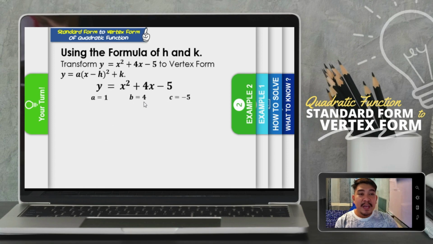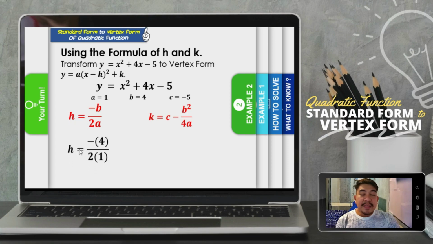So after getting the values of a, b, and c, the next thing that we should do is to substitute. So h equals negative b over 2a, and for k, we have c minus b squared over 4a. Let us first solve for the value of h. So we now have h is equal to negative, the value of b is 4, over 2 times the value of a, which is 1. And if we are going to simplify, negative times positive will give us negative 4. Then 2 times 1 will give us 2. Thus, we have negative 4 over 2. Getting the quotient, negative 4 divided by 2, the value of h is negative 2.